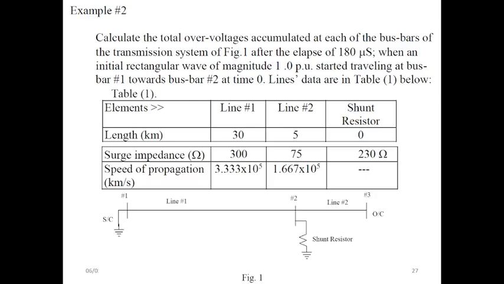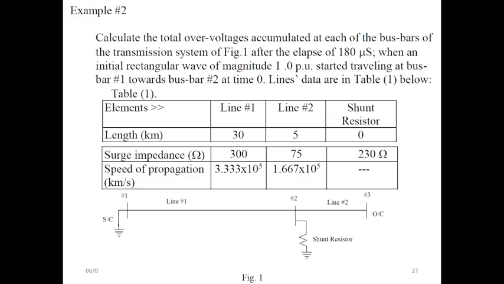All right, so this is the second example. In this example, a rectangular voltage wave with a magnitude of 1 per unit is initiated at bus bar 1 and propagates toward bus bar 2. The problem considers a time interval of 180 microseconds during which multiple reflections and transmissions occur along the lines.